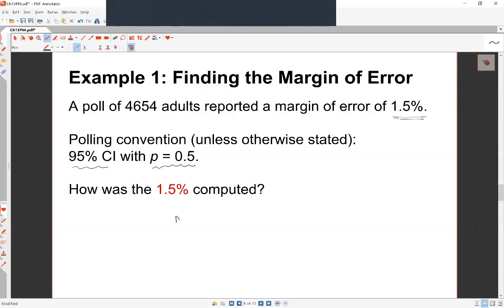Because remember, margin of error is just given by z star times the standard error. So for a 95% confidence level, we know our z star value is equal to 2. And our standard error will be calculated as the square root of p times q divided by the sample size. And let me punch that into my calculator here.